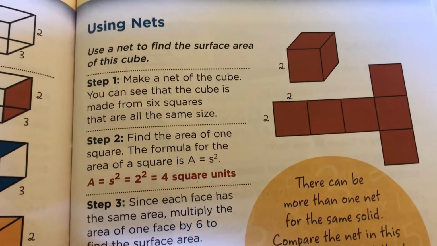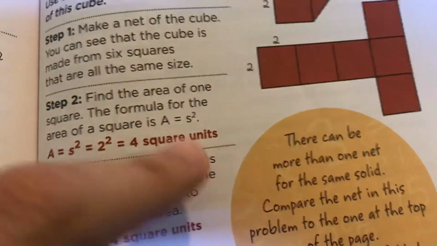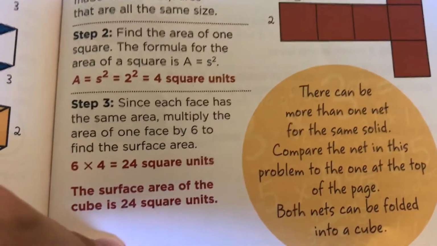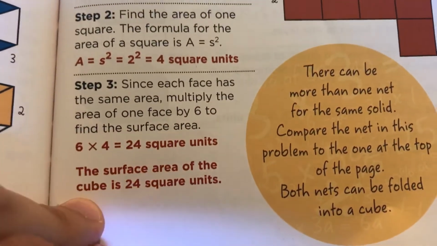You can see that the cube is made from all 6 squares that are the same size. Find the area of one square using the formula for the area. Then we get 4. Since each face has the same area, multiply the area of one face by 6 to find the surface area: 24.